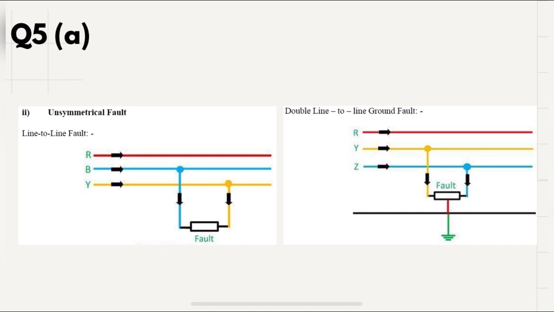Next is the unsymmetrical fault. And the first one is line to line fault. Line to line fault occurs when 2 conductors are short circuited.